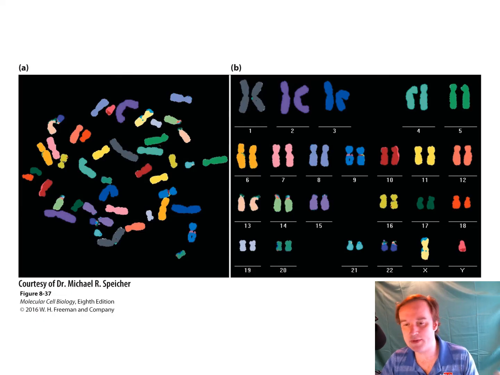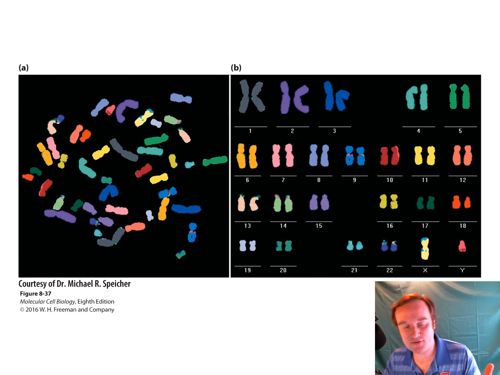So a karyotype is the chromosome complement of an organism. So you've seen this probably a lot, especially when we talk about things like Down syndrome or Klinefelter or Turner or other chromosomal abnormalities. But how do we pair these up, right?